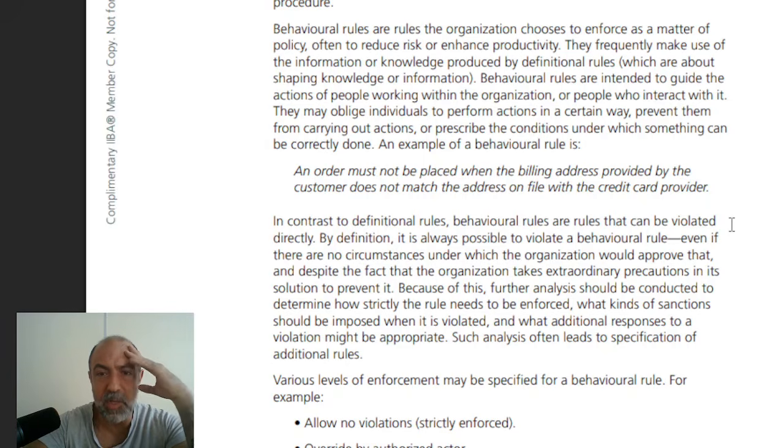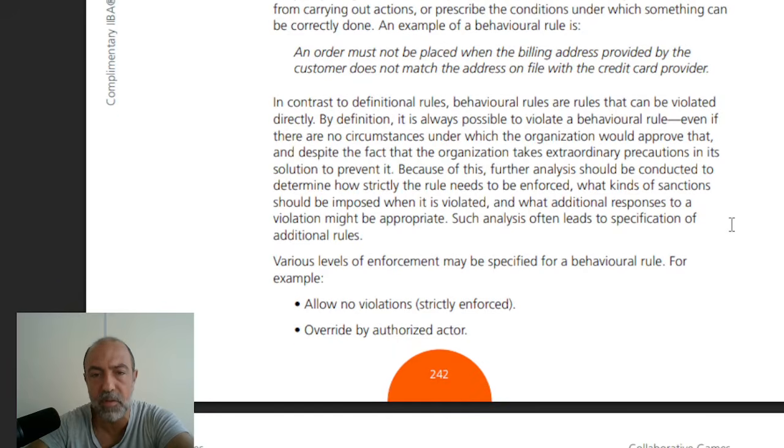So an order must be placed when the billing address provided by the customer does not match the address on file with the credit card provider. That's a random rule. They can go figure it out themselves.